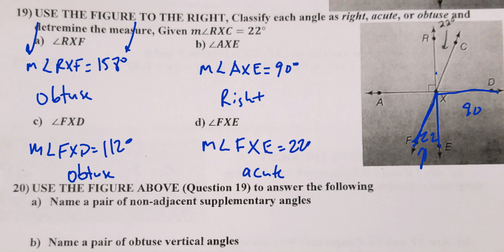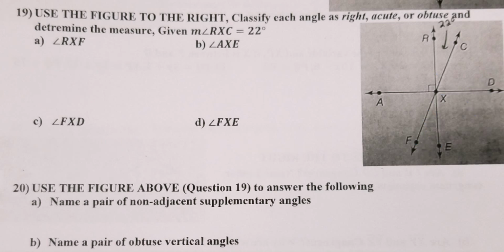20. Use the figure above to answer the following. Name a pair of non-adjacent supplementary angles. Non-adjacent means not next to each other. Supplementary means they have to equal 180. So that angle and that angle are congruent. 90 and 90 equals 180. So I'm going to say angle AXR and angle EXD. And that's it for 20.